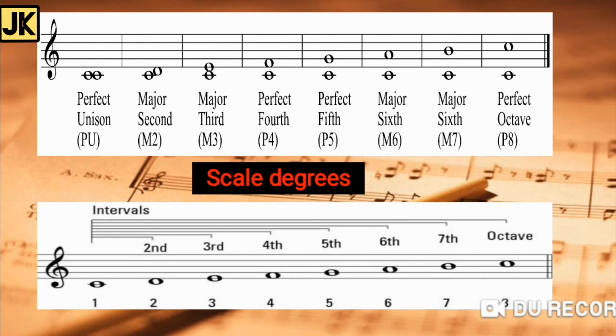Consider the E note in the C major scale. It is the 3rd degree of the scale, so it is a 3rd interval from C. Consider the G note in the C major scale. It is the 5th degree of the scale, so the interval between C and G is a 5th.